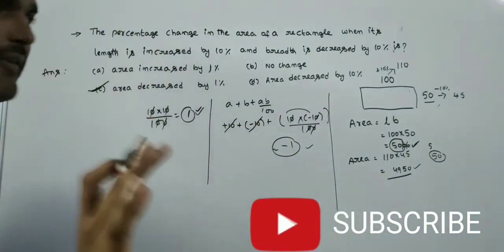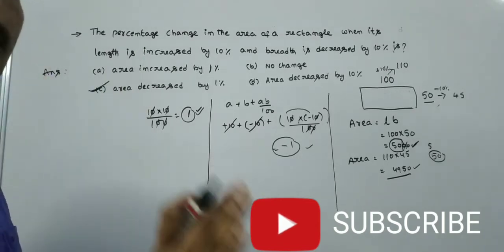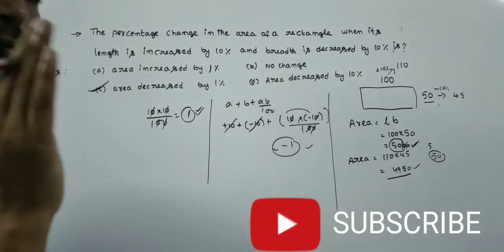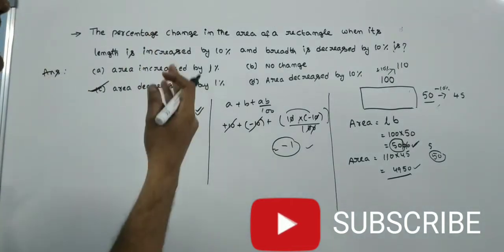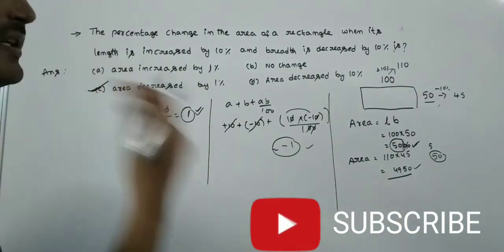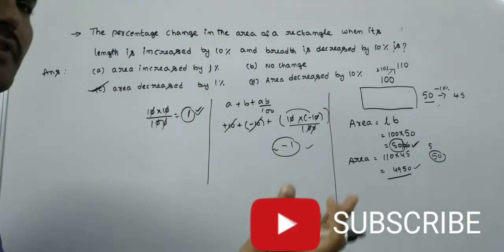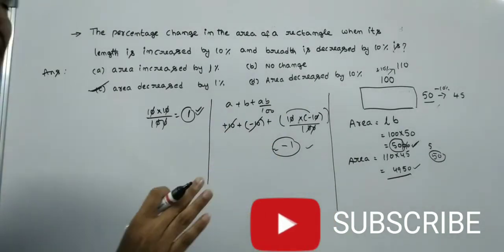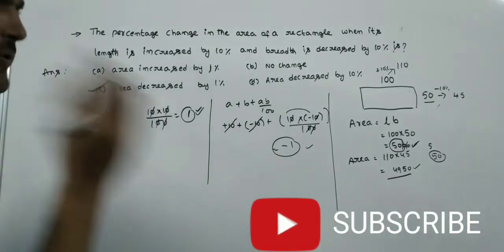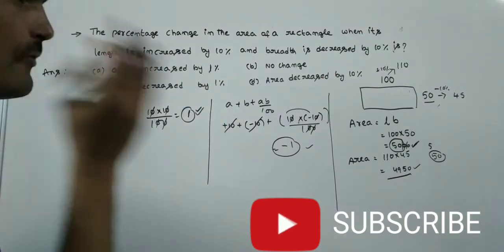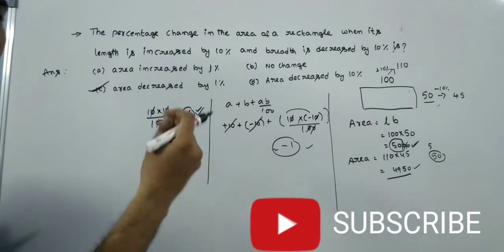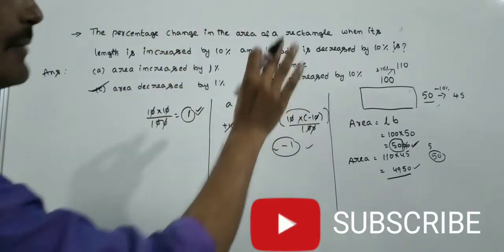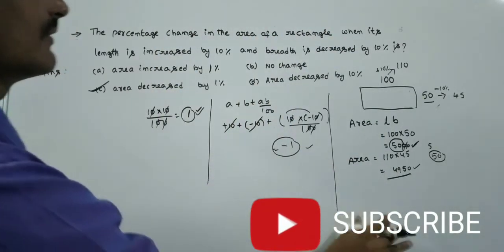See friends, I am always telling you, we should know the procedure. If you know the procedure, then we can easily go for shortcuts and easily get the answer. If you don't know the procedure, even if you know the shortcuts, it won't help in exams. First we have to know the procedure, then we can go for shortcuts. That is why I am telling you the procedure. Thank you.